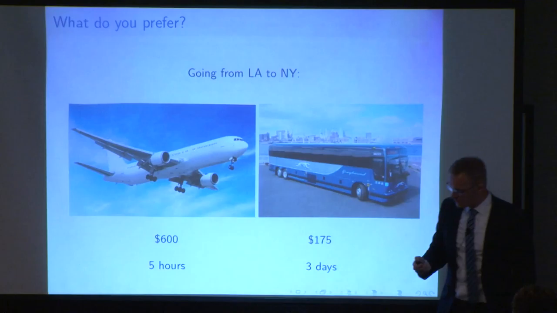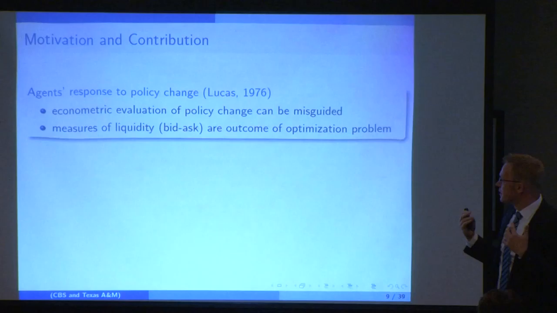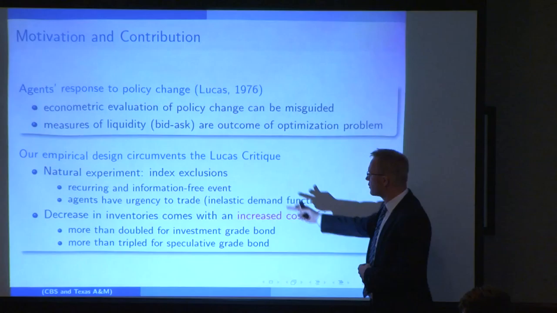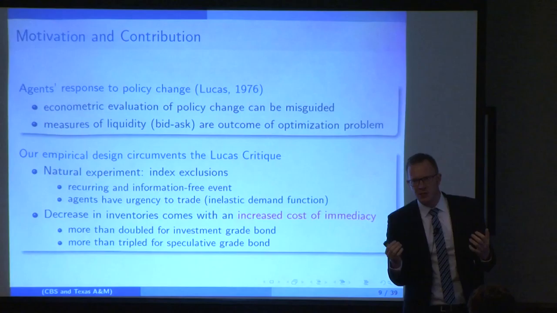So the problem up here is some kind of a Lucas critique, saying that when you change the policy, you also impact the optimal behavior of the agents. They used to take the plane, now they take the bus. So our contribution here is to circumvent this Lucas critique by looking at a natural experiment down here, where we know that people demand immediacy, and we also know that dealers provide this immediacy. So we're able to pin down the cost of immediacy.